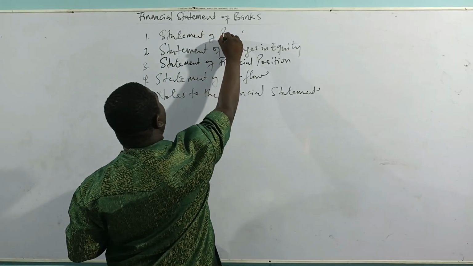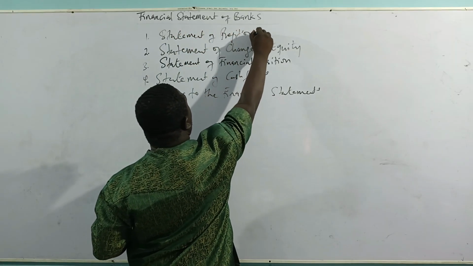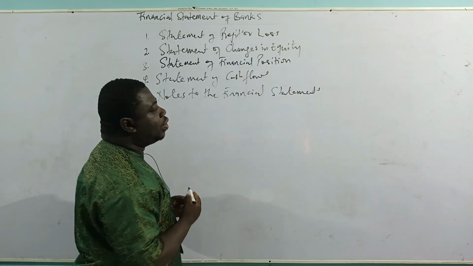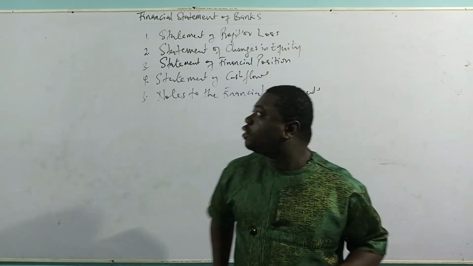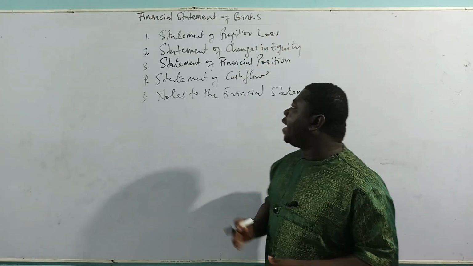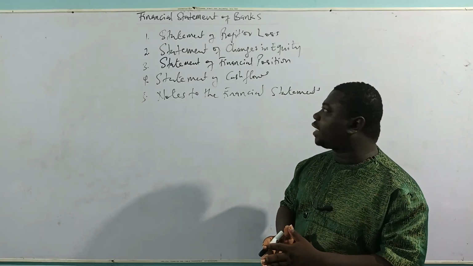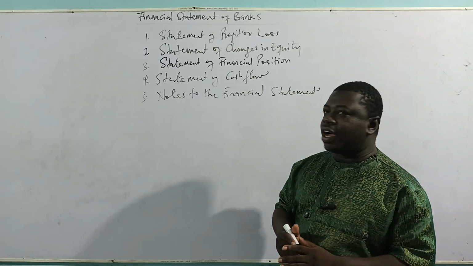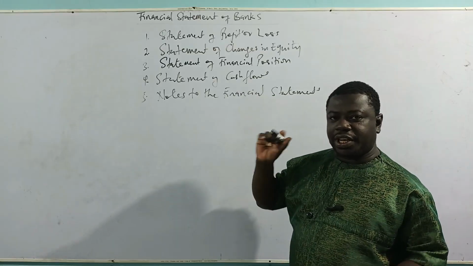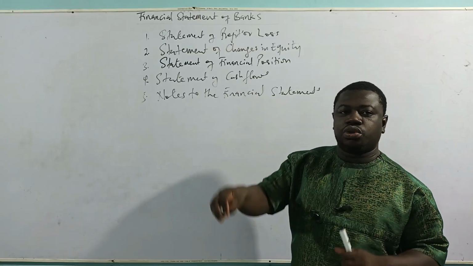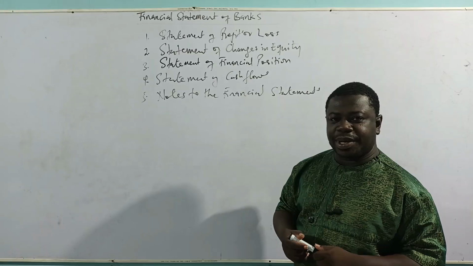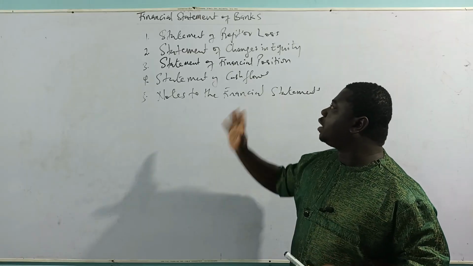Statement of profit or loss. So these are the components of financial statements of a bank, and it's exactly what we do with the manufacturing sector and the trading sector. However, I'm going to make it so specific for you to understand what goes into their income, their expenses, and their assets and liabilities. Now, that is it.